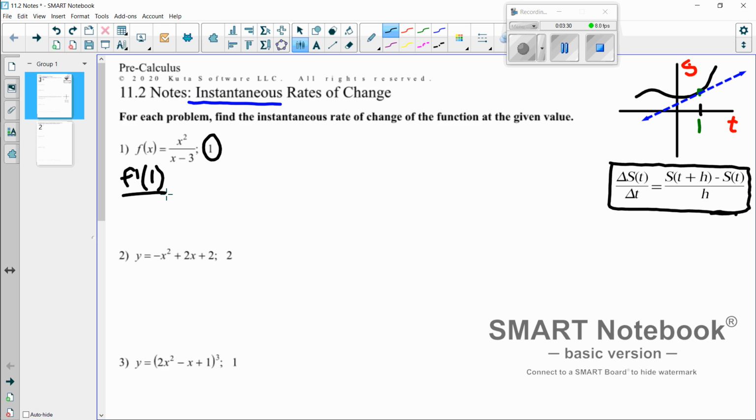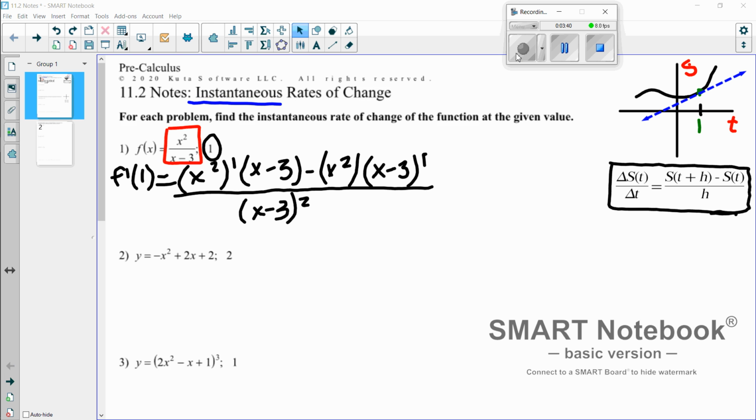What we need to do first is find the derivative. This is the quotient rule, so let's set it up. Make sure you have that down: u prime times v minus u times v prime, all over v squared. I'm just going to leave it as v squared down here, because we're just going to end up finding the rate at the given value of 1, so we'll plug in 1 for x at some point.